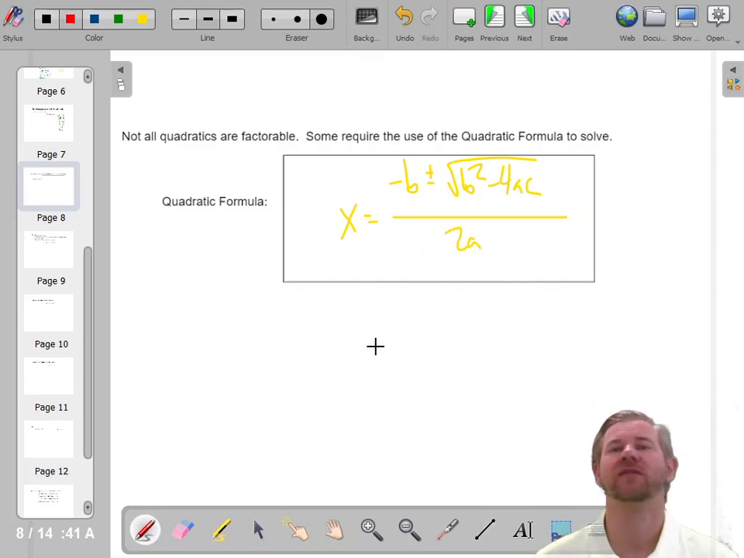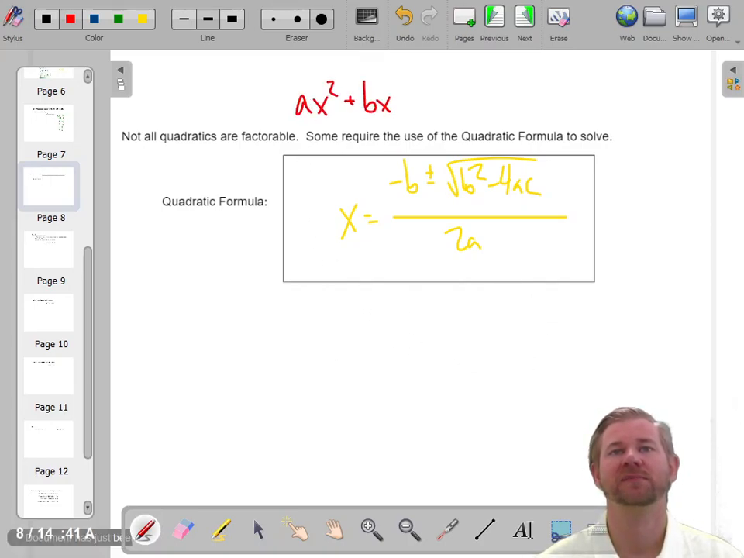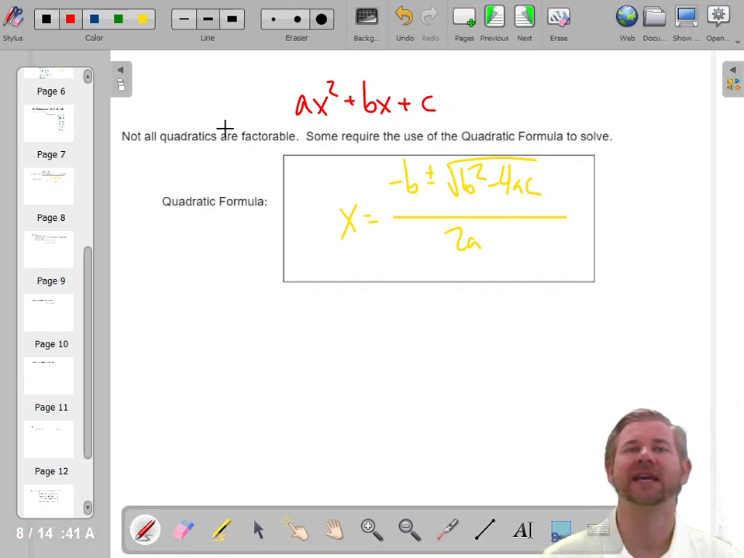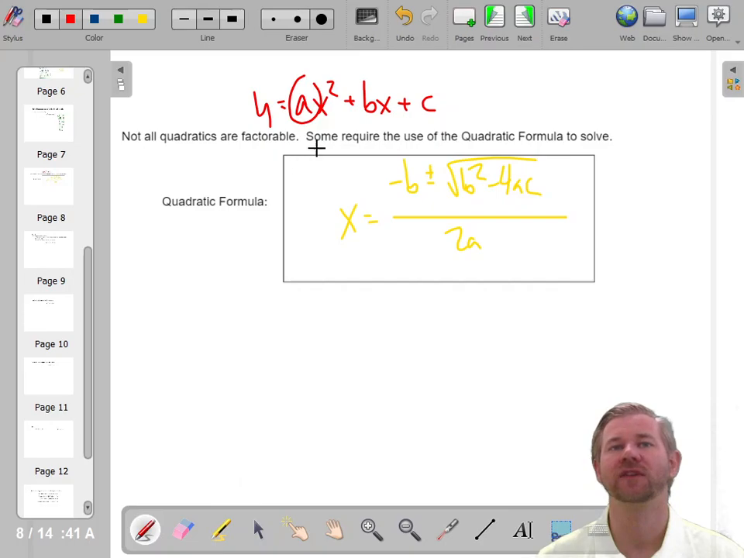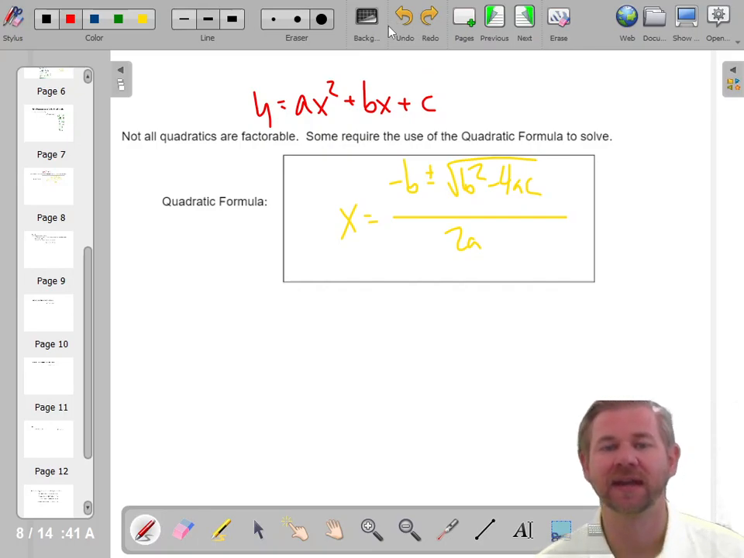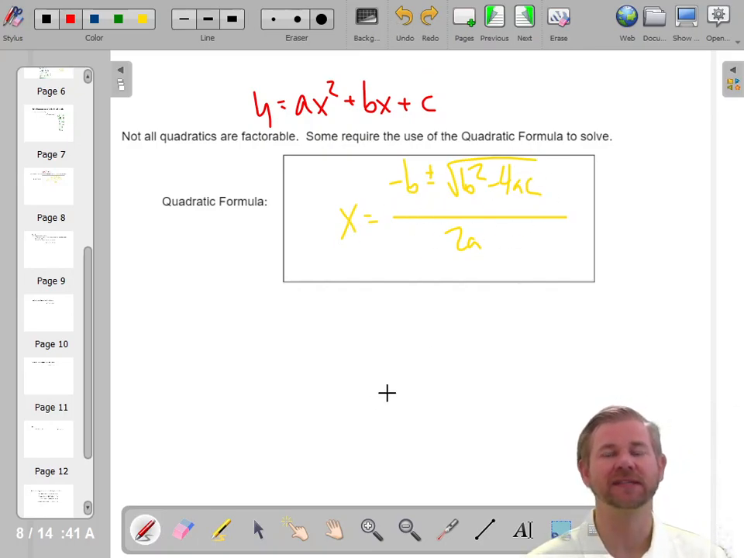And you might want to write yourself a couple notes. First of all, this is ax squared plus bx plus c. That's standard form of a quadratic. So a is the coefficient for the x squared term. B is the coefficient for the x to the first term, and c is the constant term that doesn't have an x. That's what those a, b, and c are about.